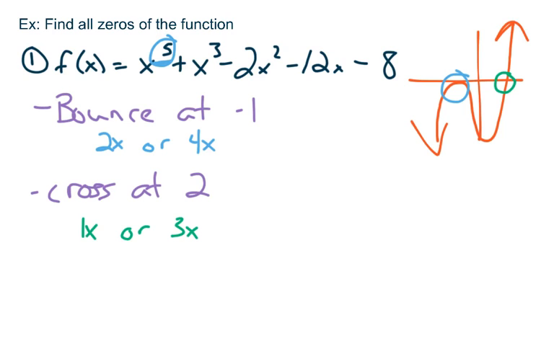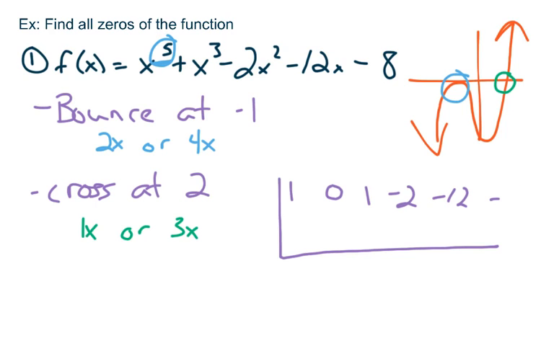I'm going to use my synthetic division, and I'm going to start with an x value of -1, because I know that this is probably going to occur at least twice. I could probably use -1 twice, and that's going to get me some good answers. So I'm going to have 1, and I don't have x to the 4, so that's a 0. Then 1x to the 3rd, -2x squared, -12x, and -8. The number I'm going to use out front is -1.